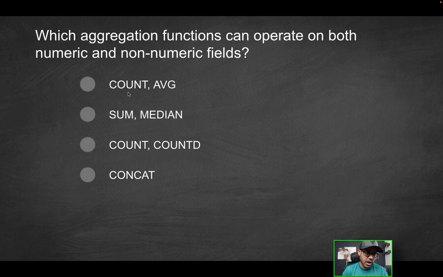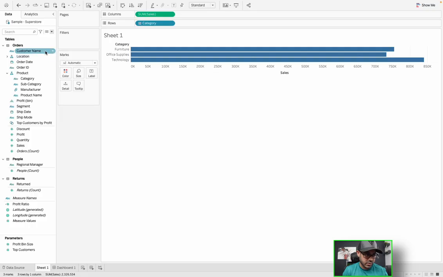So we have count as well as average. We have sum and median. We have count and count D, which is count distinct. And then we have concat. So which of these can operate on both? We'll demonstrate this in Tableau. We'll start with the first one, count and average. So both of those have to be true.